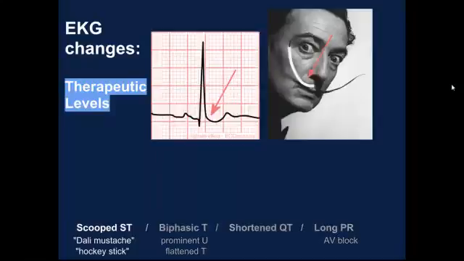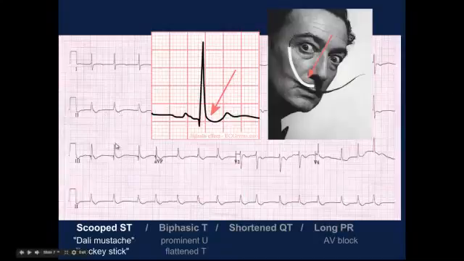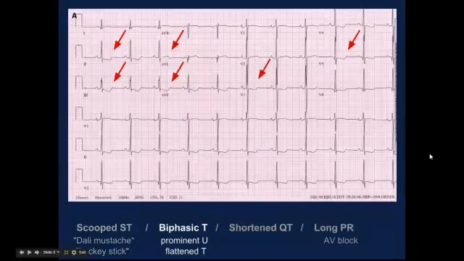So let's look at this scooped ST. Here's an example of our wonderful Salvador Dali with his mustache and the equivalent in your EKG. You can also see it looks a little bit like a hockey stick. Whatever you want to call it, just remember Dali mustache, scooped STs. And here's an example. You can see it nicely in lead 2, 3, aVF, and a little bit upside down in V3. These are all good examples of that scooped ST segment.